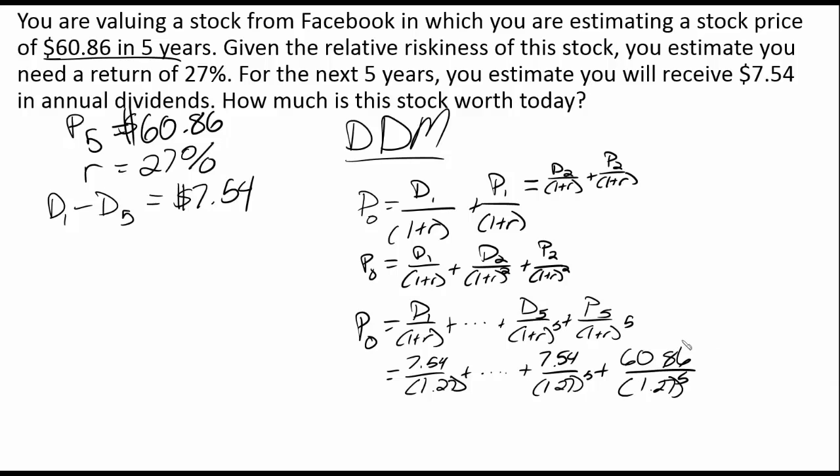Notice how we put that P5 out there, and we still have to discount it back, because that's saying, hey, in 5 years I can sell this stock for $60.86. It's not worth that today. It's worth that in 5 years. So I still have to discount that.